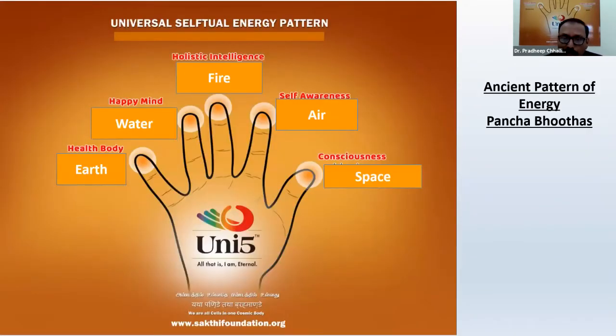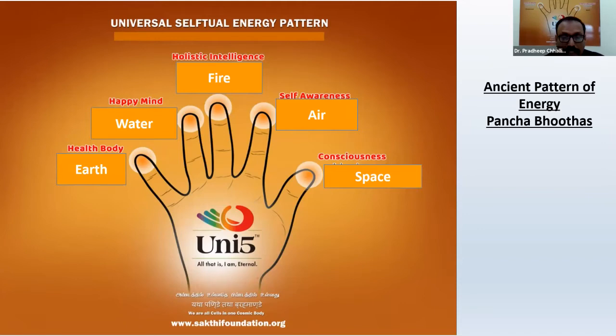Now, this ancient pattern is called the Panchabhutas. It is nothing but about how the energy unfolds in this universe. We all know from modern science that everything originated from the Big Bang. But the ancients knew that the energy which unfolds as the universe actually goes through a pattern, and we call it the Panchabhutas: earth, water, fire, air, and space.